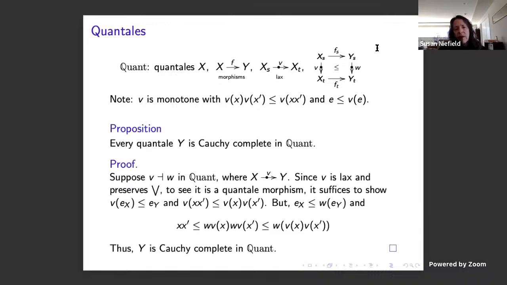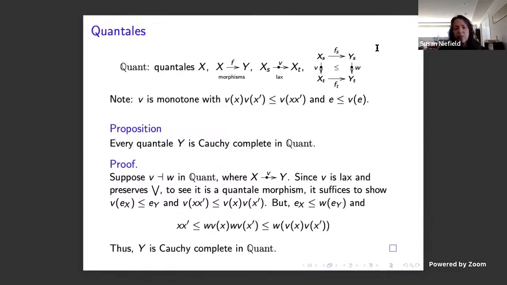So every quantale Y is Cauchy complete in Quant. And the proof is very similar to locales, but there's a little added thing. In fact, there are other examples, like the category of sup lattices. Every sup lattice is the same kind of thing. Every sup lattice is Cauchy complete in a category of sup lattices with order preserving maps as the verticals. Okay.